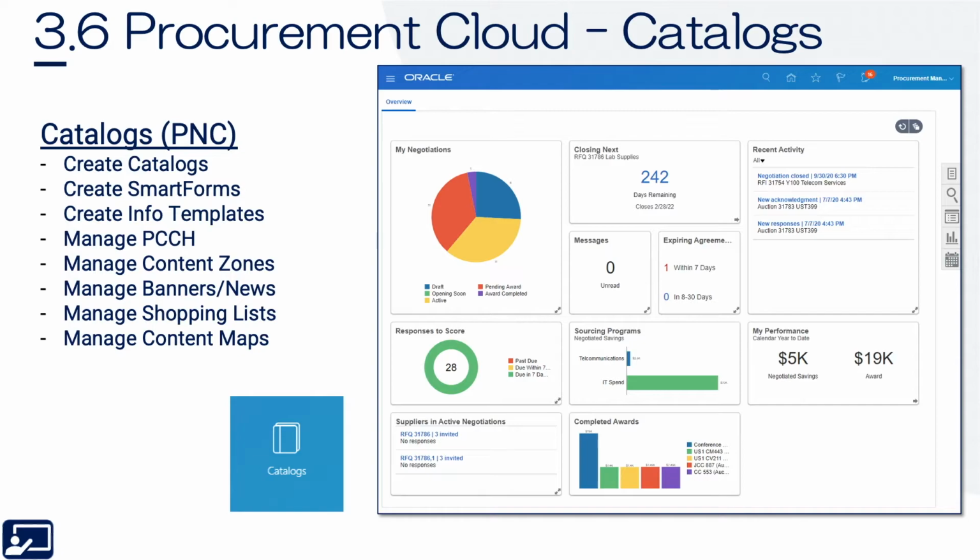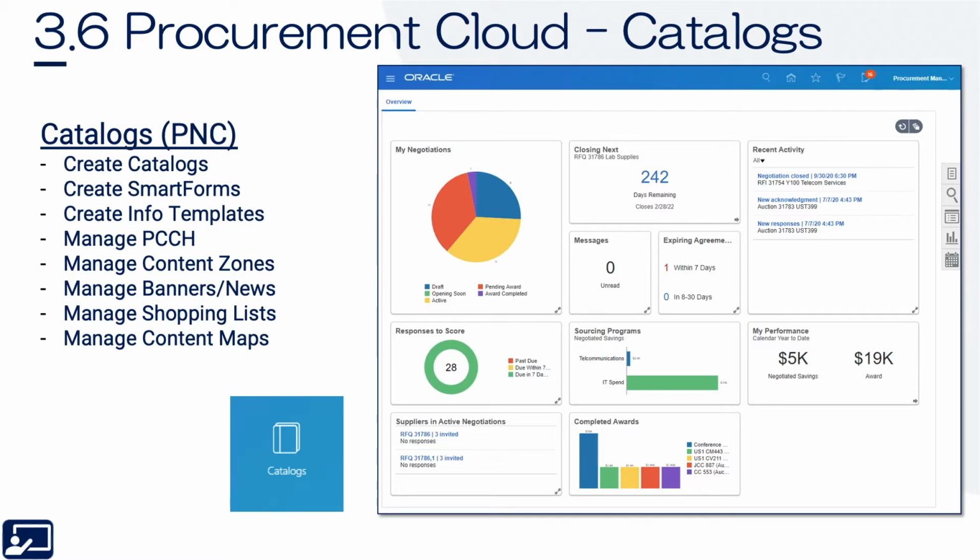Next up, catalogs. So we also call this PNC or pre-negotiated content because you can do so much more than a local catalog or a punch-out catalog. But you can create catalogs. So the two I mentioned, local and punch-out. You can also add information catalogs. You can create SmartForms, which are like the non-catalog request with different values, and customize or defaulted values or limited purchase categories.